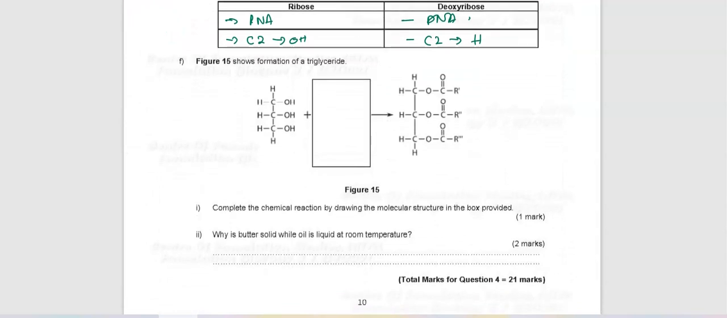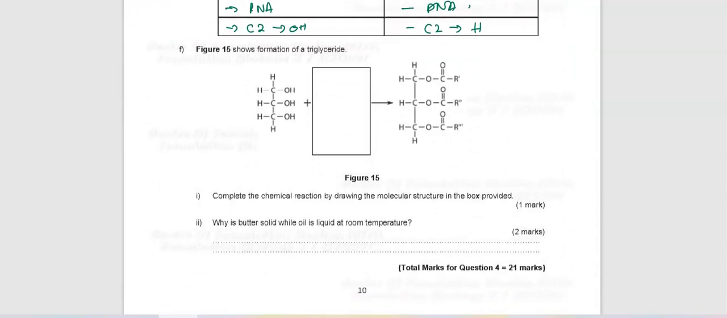Okay, so question F. Figure 15 shows the formation of a triglyceride. Complete the chemical reaction by drawing the molecular structure in the box provided. Here we have looked at already in the previous question, it is basically glycerol. So glycerol, obviously in the box will be fatty acid to produce a molecule of triglyceride. So a molecule of triglyceride will consist of 1 glycerol and 3 fatty acid.